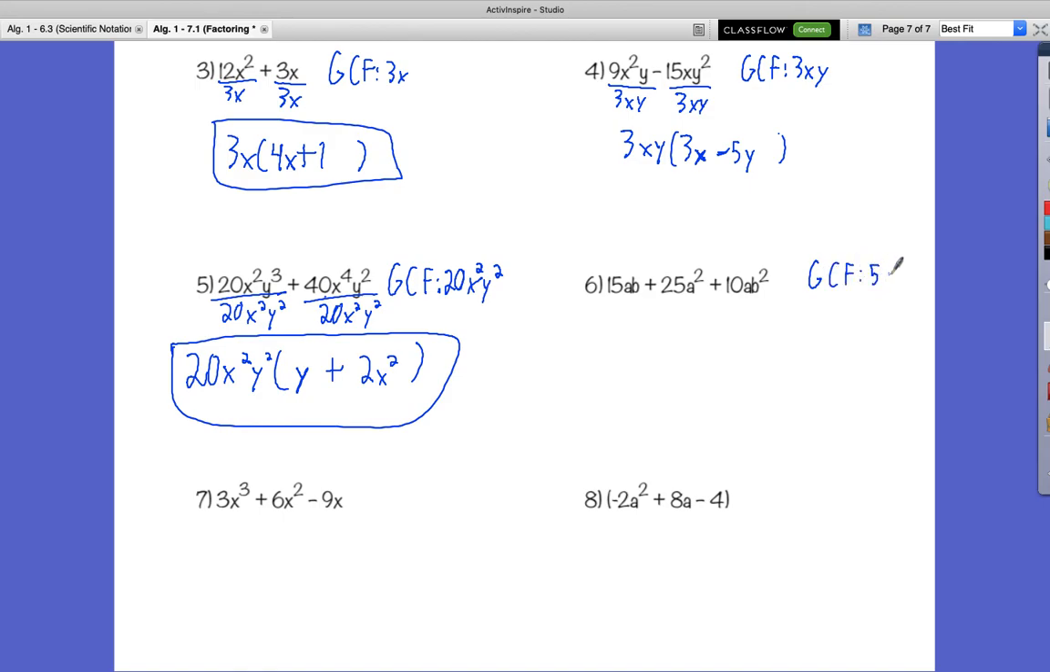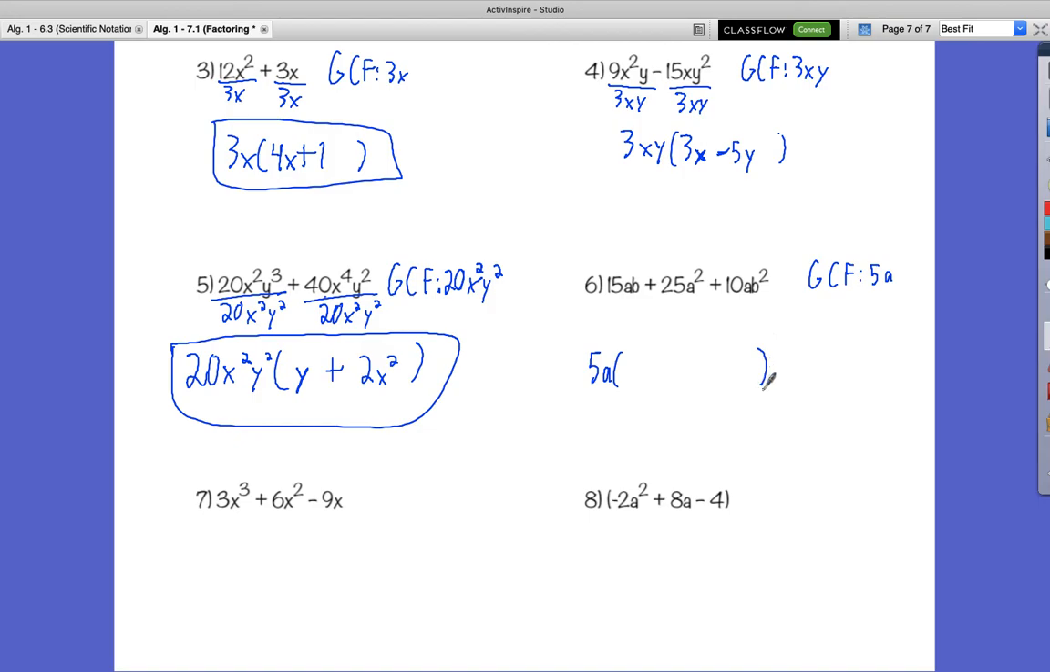5AB. Okay, do they all have a B? No. Wait, no. The first and the third one have a B, but the middle one doesn't, so we can't use it. Even though the middle one has a squared, the most they all share is the 1a, so the GCF would be 5a.